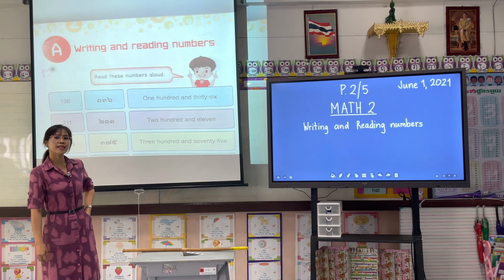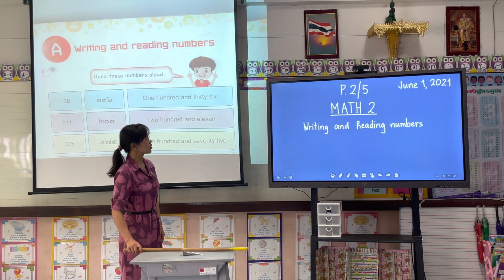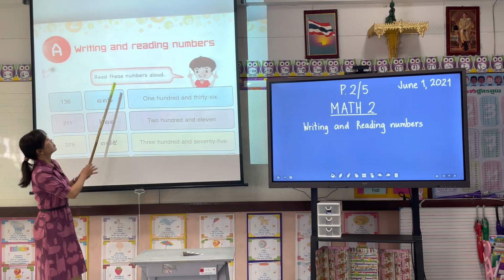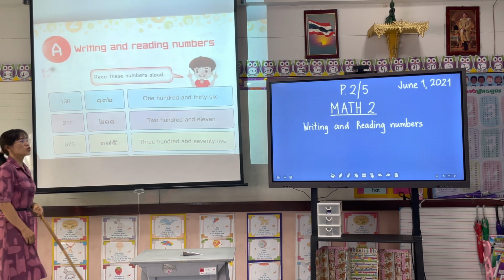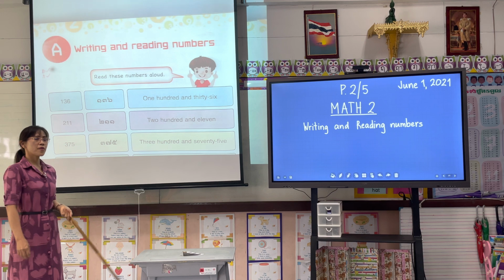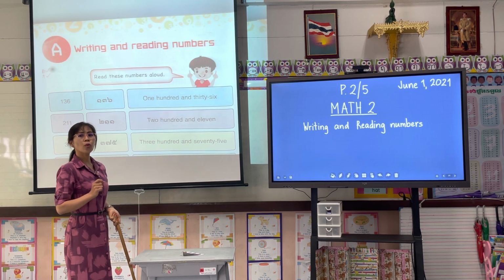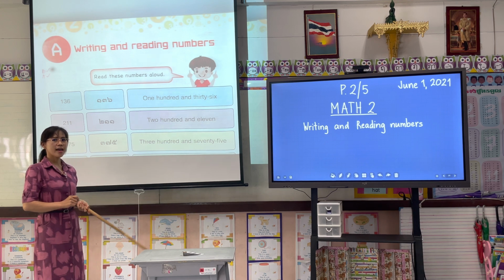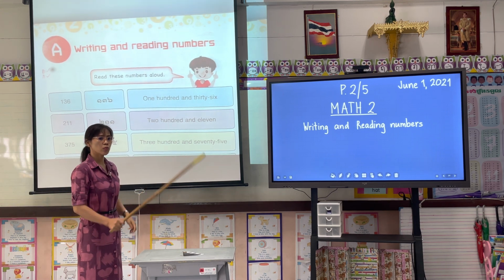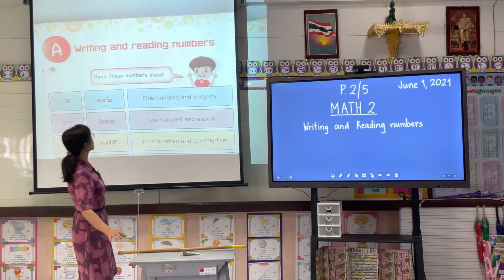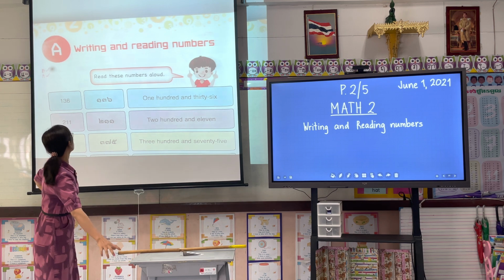So for our math lesson, for our first meeting, it's about writing and reading numbers. Okay? So we are going to write numbers to 1,000. Alright? And then we're going to read their English words. Okay? So writing and reading numbers.